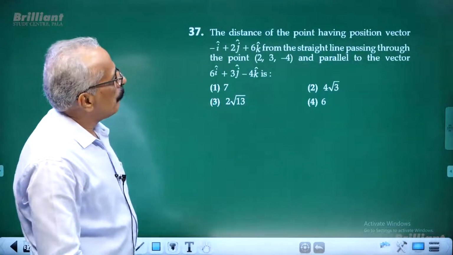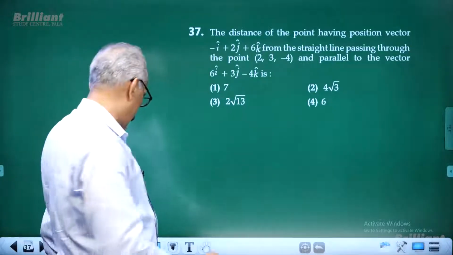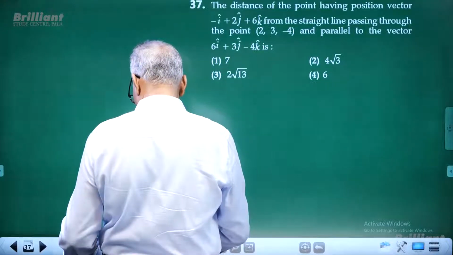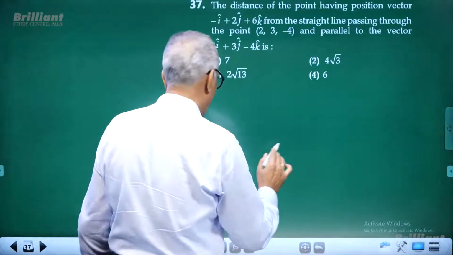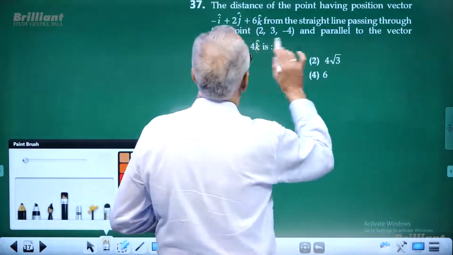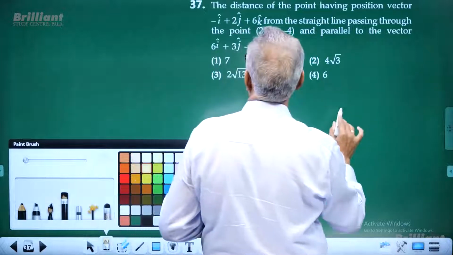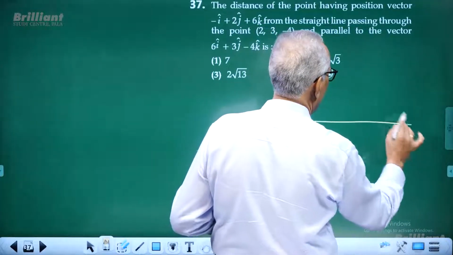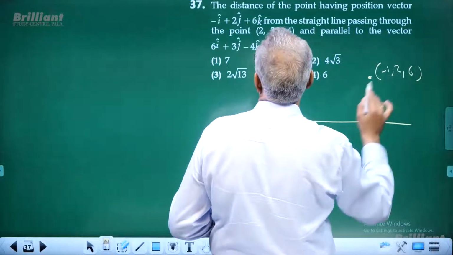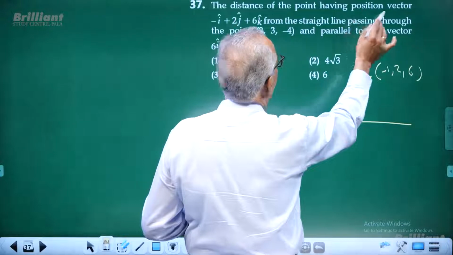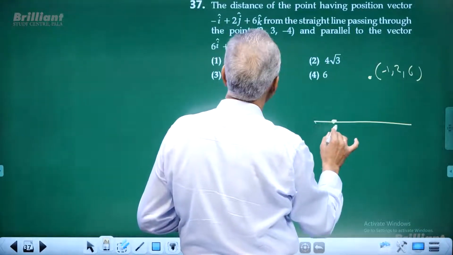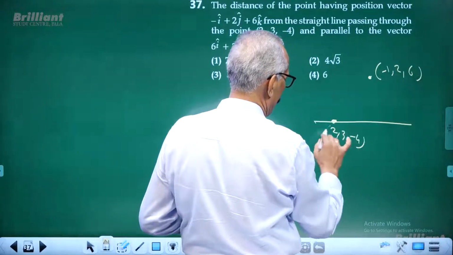The distance of the point having position vector, fine. We will draw the figure. You can have formula also. It's a distance from a point to a line, I suppose. All right. We have the point position vector from the straight line passing through the point, fine. Here is the point. What is this point? Minus 1, 2, 6. Distance of the point having position vector from the straight line passing through this, 2, 3, minus 4. Okay.